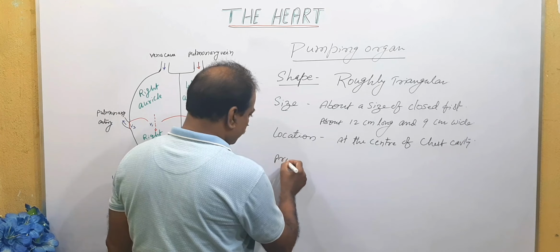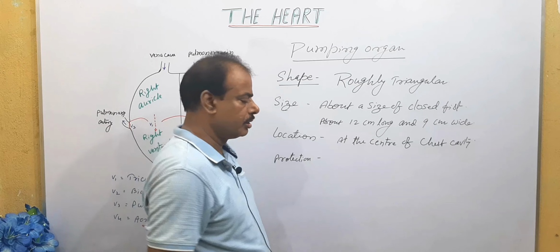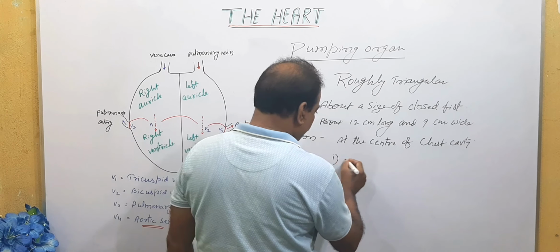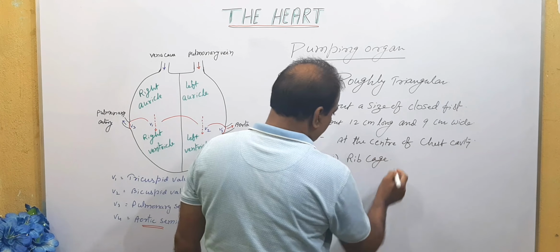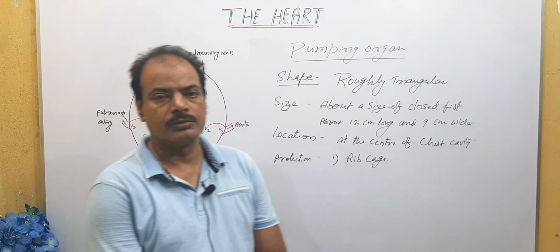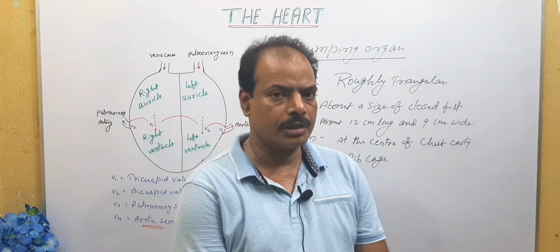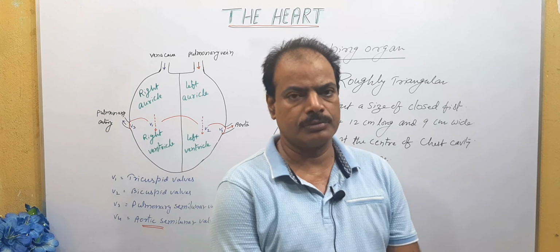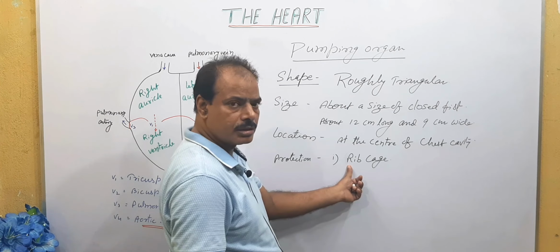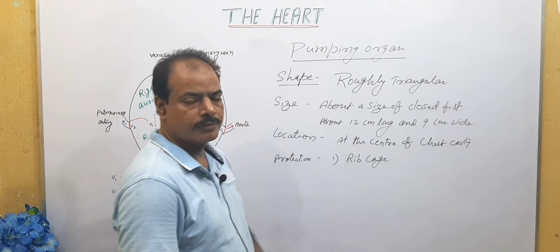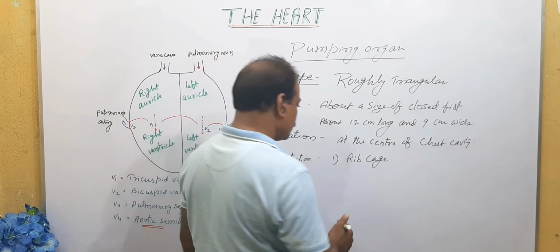Protection. Our heart is protected by three structures. Number one, the rib cage, which is made up of 12 pairs of ribs, the backbone or vertebral column, and the sternum or chest bone. These three structures make the rib cage, and inside the rib cage the heart is located. So the rib cage protects our heart from mechanical shock.